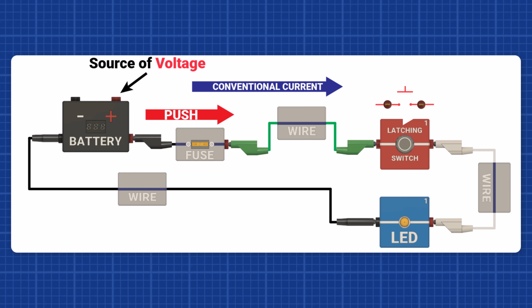In an open circuit, voltage is still present at the battery terminals, but the electrons remain stationary because there's no complete path for the current to flow. Once the circuit is closed, the voltage aligns the free electrons and current flows steadily through the conductor.